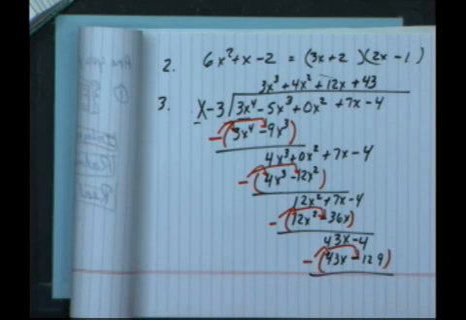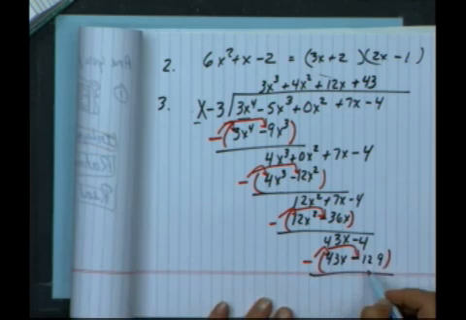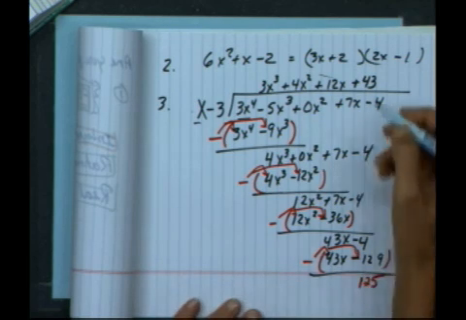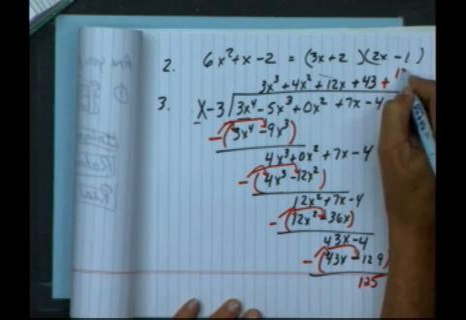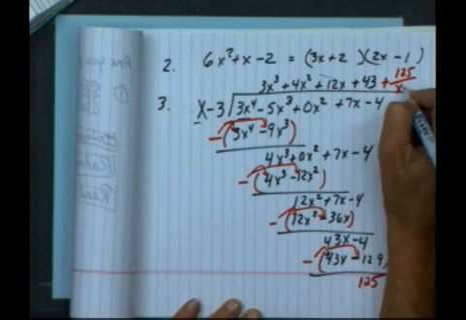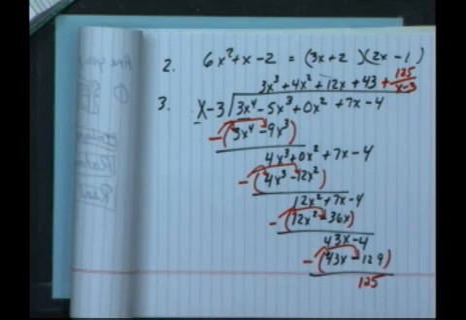Is that right? So this becomes a plus, and it looks like this is 125? Okay, so we have a remainder of 125. Sometimes we write that as 125 over x minus 3.